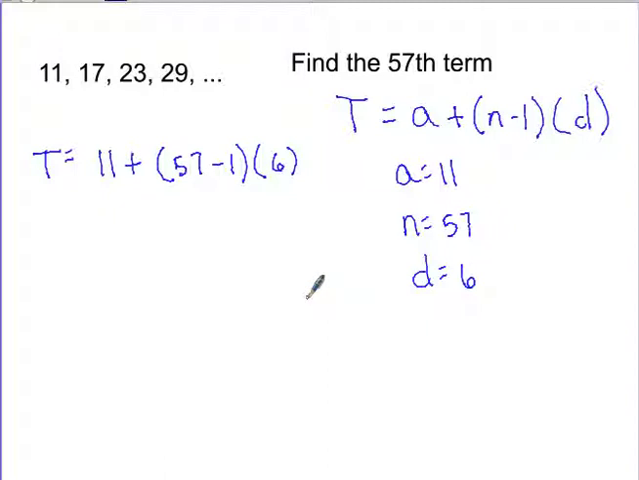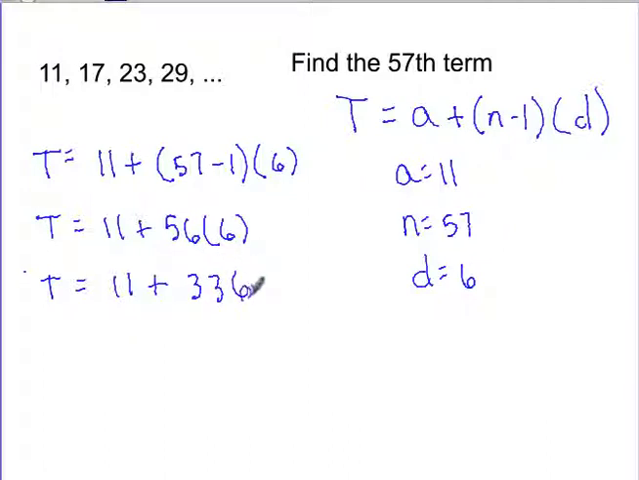And once you get the numbers substituted in, then it is an order of operations problem. Make sure that you observe order of operations, otherwise you get the wrong answer. So what comes first? Parentheses. We have to do the 57 minus 1 first. 11 plus 56 times 6. So what comes next? Multiplication. T equals 11 plus 336. So T equals 347. All right, so the 57th term would be 347.